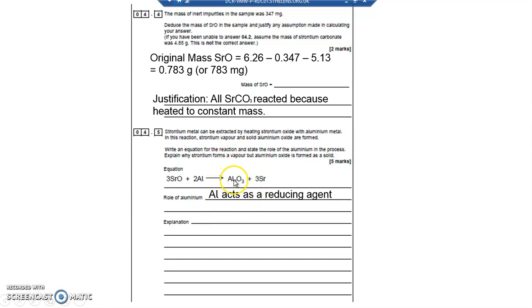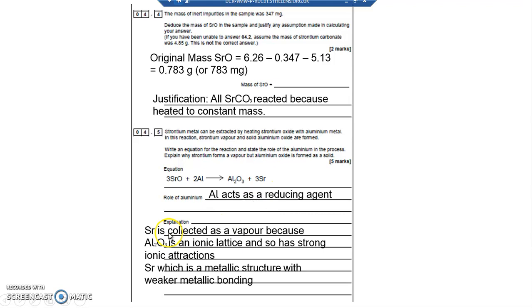Explanation of why this is a solid and this is a vapor. Well, this is ionic, so it's got 3 pluses and 2 minuses. It's an ionic lattice. It's got ionic bonding, whereas this is a metal on its own. It's got metallic bonding with weaker bonds. So Sr is collected as vapor because Al2O3 is an ionic lattice with strong ionic bonding, whereas Sr is metallic with weaker metallic bonding.